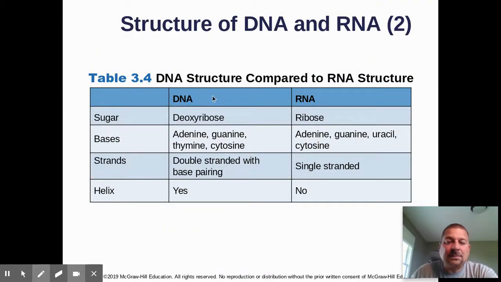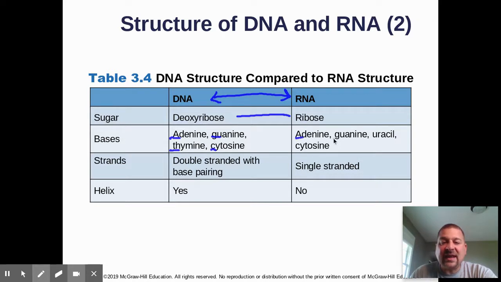This chart just compares the differences between DNA and RNA. Just, I guess, 4 main differences. One is the sugar, deoxyribose versus ribose, which we looked at. The 4 bases, A, G, T, and C in DNA.